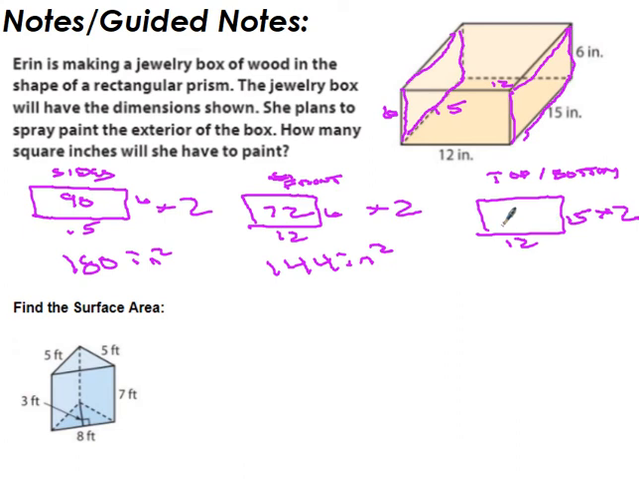And then finally, 12 times 15. I'm just plugging it into a calculator real quick. That's 180 times 2 because I have both the top and the bottom. That's going to give me 360 inches squared.